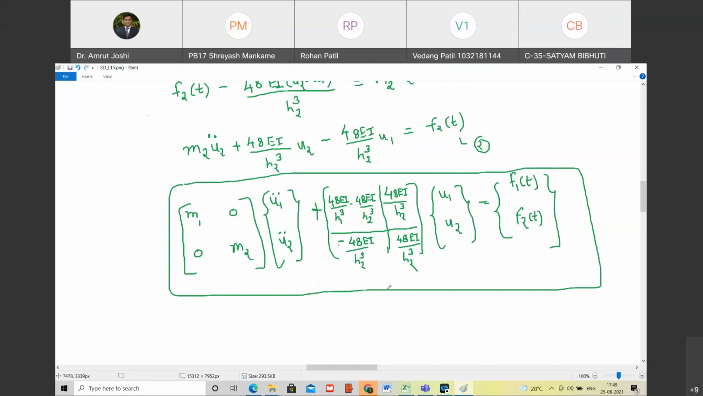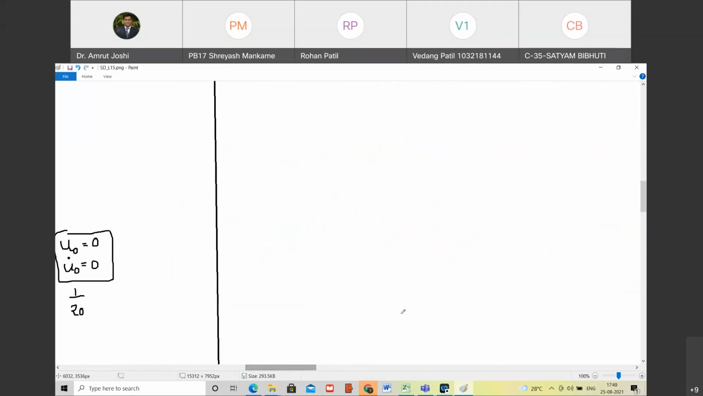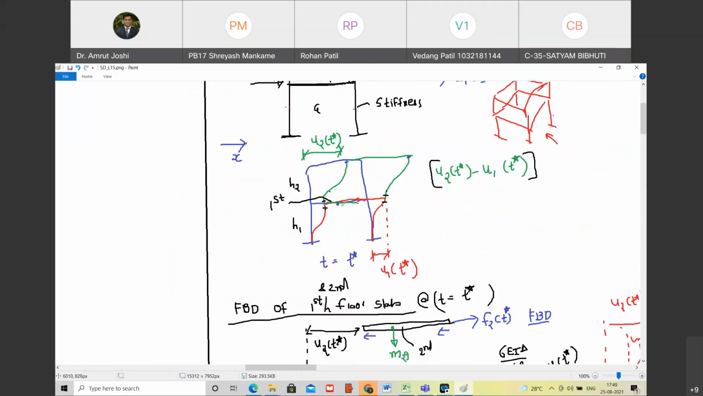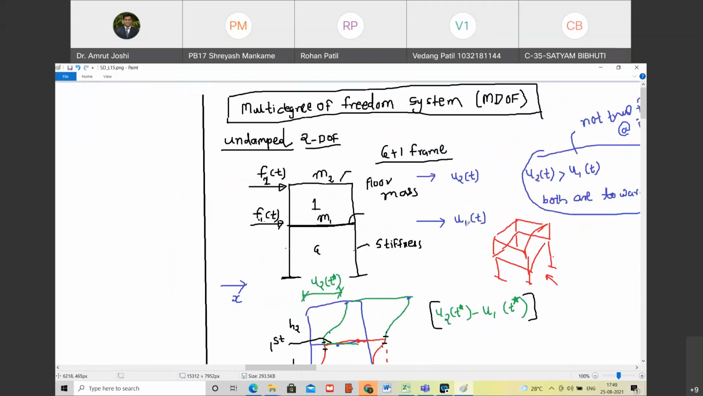Now tell me, what are the unknowns? The unknowns are U1 and U2. Do you agree with me? Yes, sir. Okay. So therefore we call this a 2 degree of freedom system. The only unknowns we are interested in are U1 of T and U2 of T. So such a system is a 2 degree of freedom system. Now if I have 3 slabs, it is going to be a 3 degree of freedom system. 4 slabs, 4 degree of freedom system. In general, this is a class of multi-degree of freedom systems. Are you with me? Yes, sir.